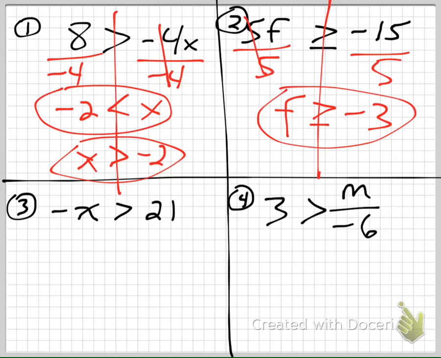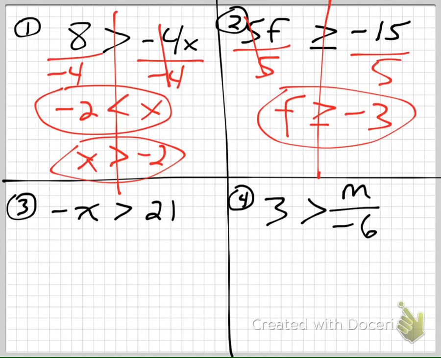How many of you got that? Did you get that one? I flipped the sign. I see that happens sometimes. I'm telling you, it happens. So what's the rule? When do you flip the sign? When you multiply or divide by a negative.